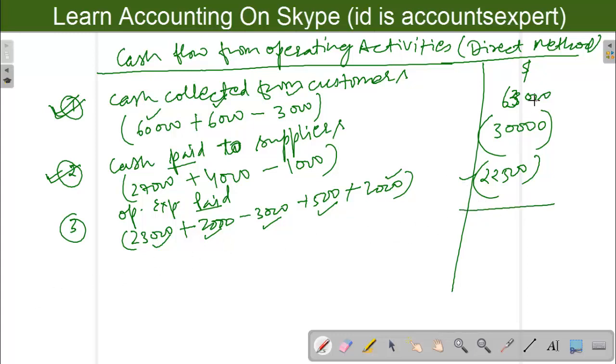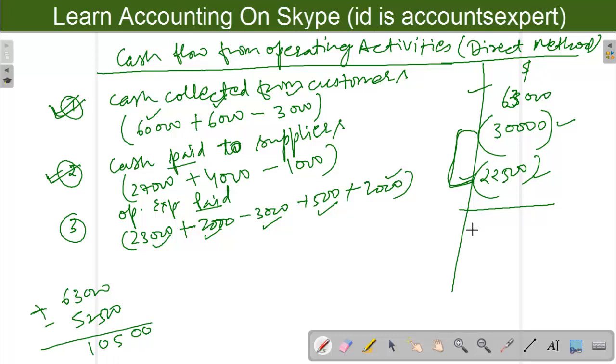Now, what is the result? The positive figure is only 63 and these two are negative. So what is the total of these two negative figures? 52,500, isn't it? 30 plus 22,500. So 52,500 and positive figure 63,000. So what is the final result? 10,500 is the final figure.